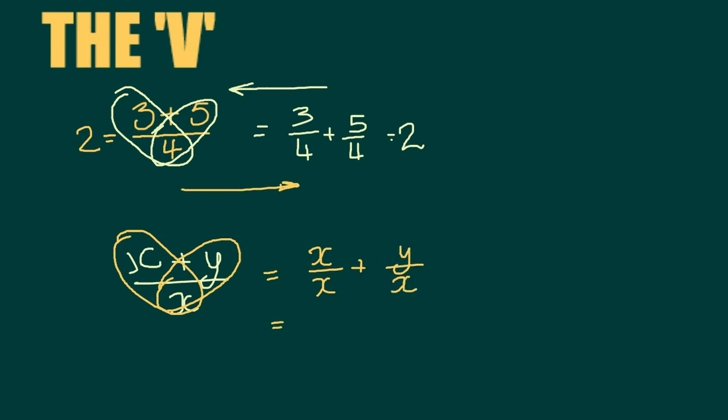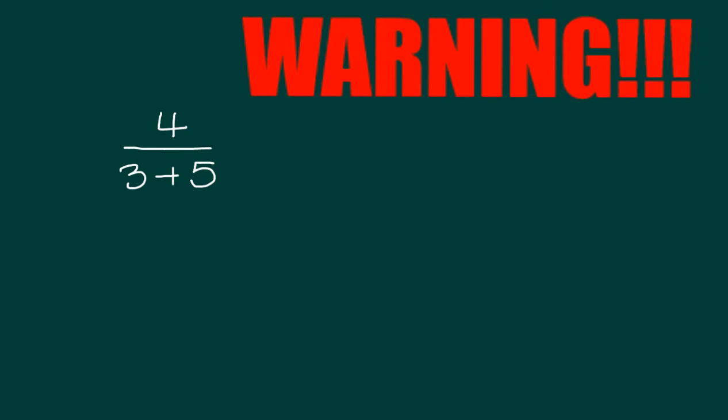And of course I can simplify that first fraction. Anything divided by itself is just 1. So I end up with 1 plus y over x. Now there is a warning here. Warning. It does not work upside down.